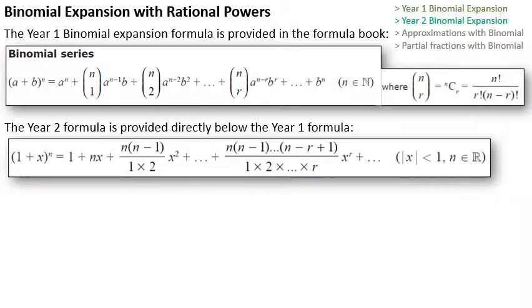Now, this is the year 2 formula. And at first glance, it looks very different. For a start, the left-hand side isn't quite the same. It's got 1 plus x inside the bracket instead of a plus b, so it seems to be more restrictive.